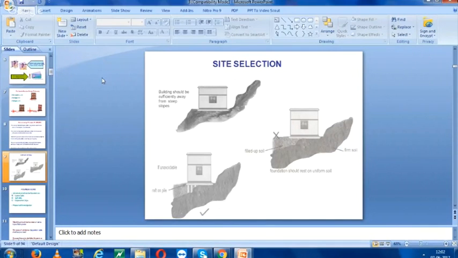What are the things which we need to keep in mind during the site selection for your building to be constructed? Your building should be sufficiently away from a steep slope. First you have to make sure that you are not making it close to a steep slope. And if you are trying to keep it close to the steep slope, then in that case it should be based on piles, and that too should be designed properly.